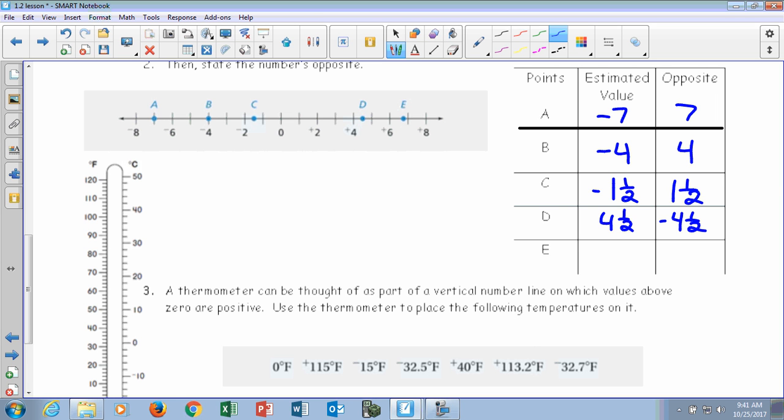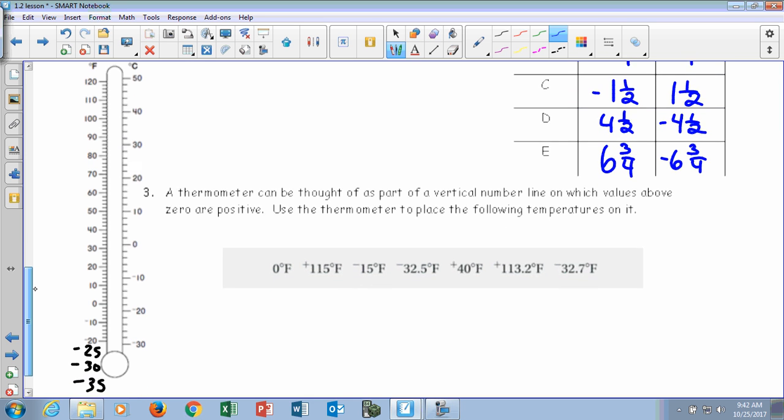Now, what'd you get for E? We know it's 6 3/4? So its opposite is -6 3/4. Because it's past halfway, and it's halfway between halfway and 7, which could be 3/4. All right, let's see how you did with this one here.